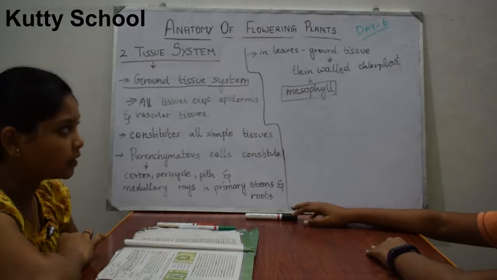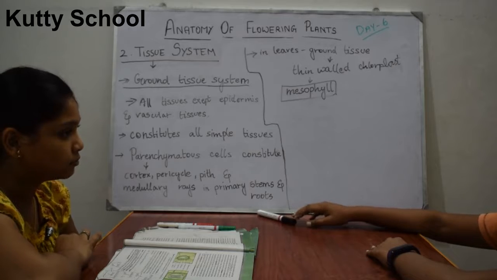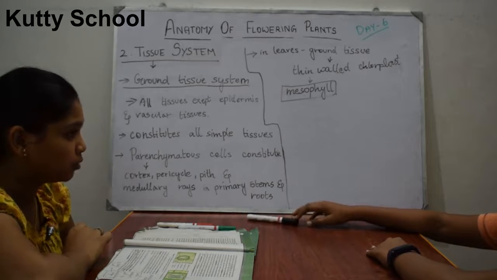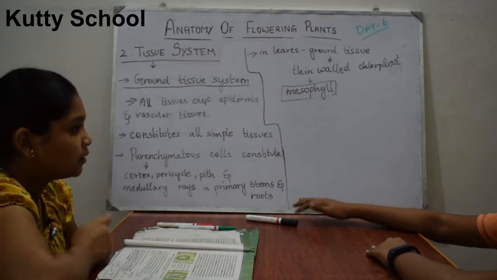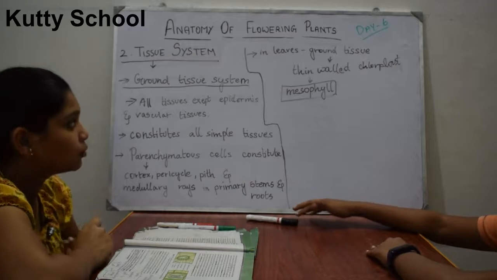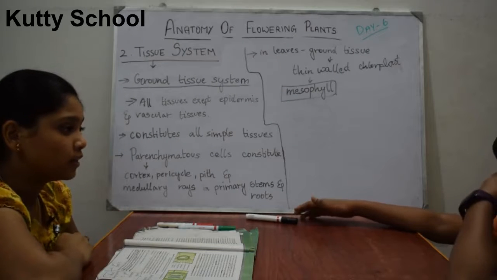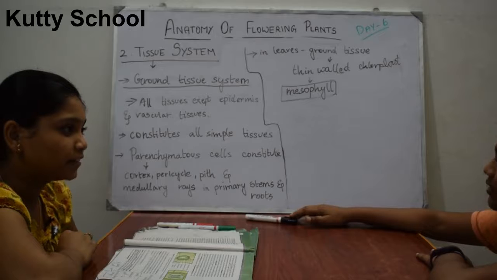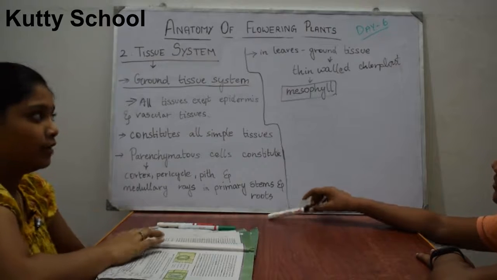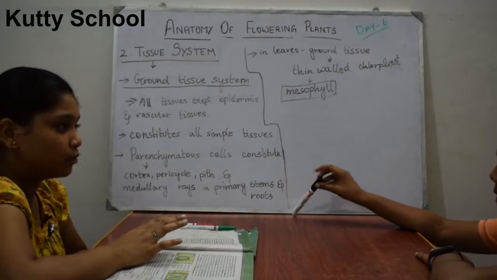Thin-walled chloroplast containing cells. Those cells which are thin-walled and contain chloroplast in them, and inside the chloroplast there is chlorophyll. These cells together are called mesophyll. Can you understand? I'll explain again.